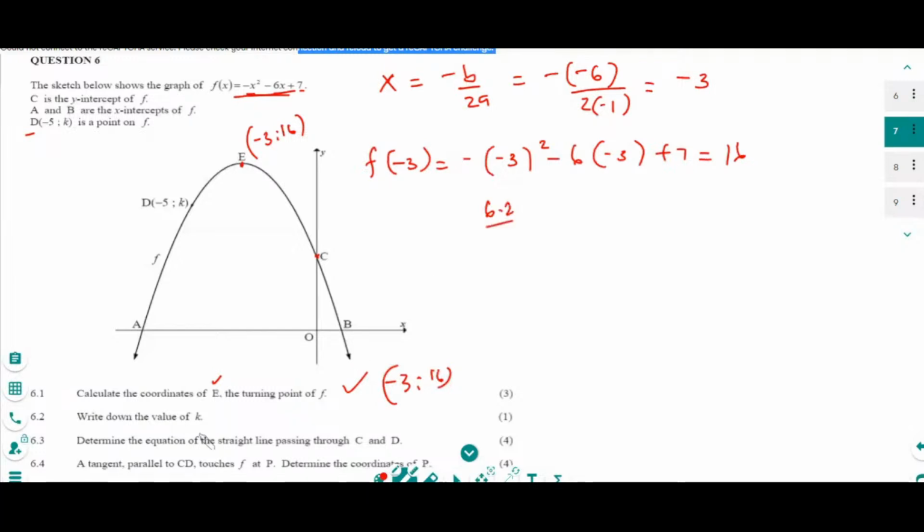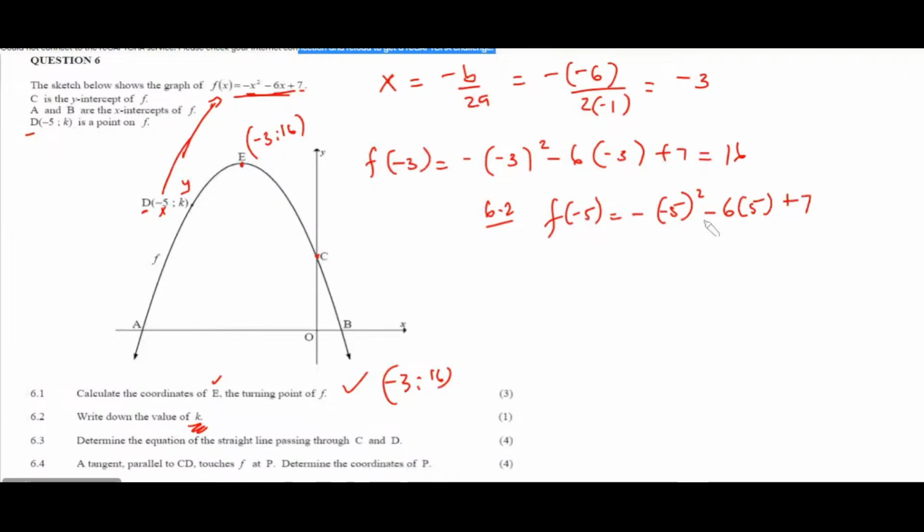write down the value of k. So k is the y coordinate of point D, but the x is -5. So I can put this -5 back into the function and get the value of k. So f of -5 is going to be negative, then -5 squared minus 6 times -5 plus the 7.